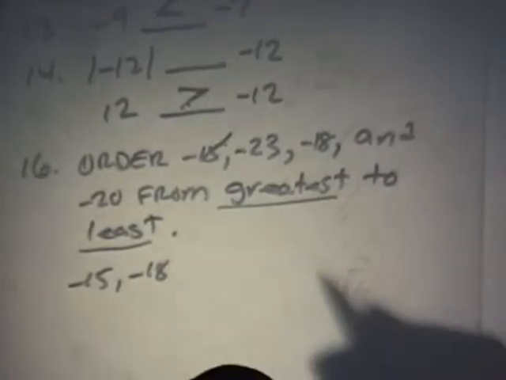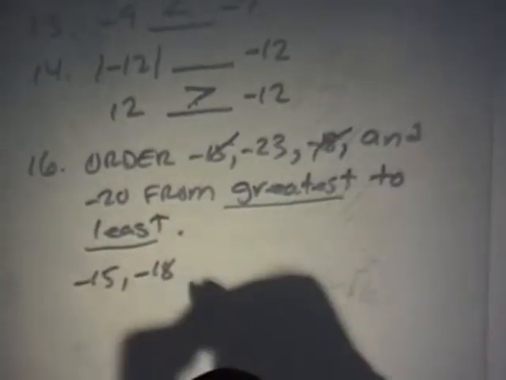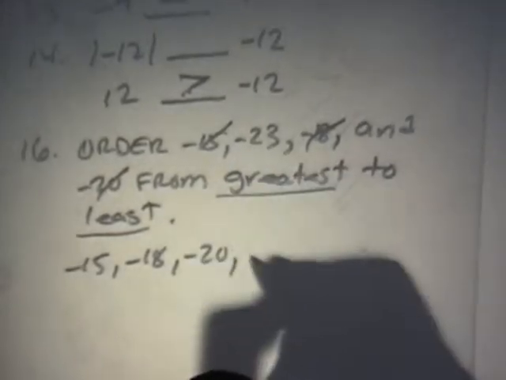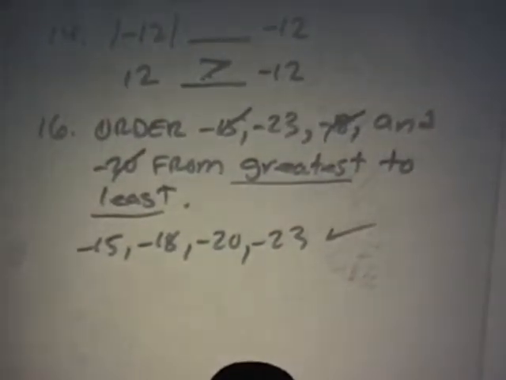Cross that one out. And the next is going to be -18, because -15 is greater than -18. And cross -18 out. The next would be -20. And of course, the last one would be -23. And you're done. Any question about that?